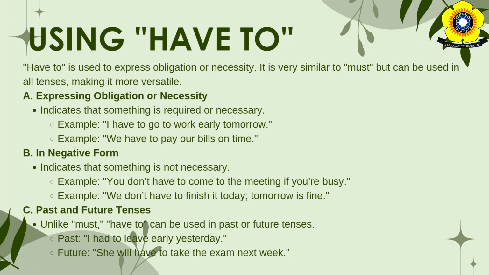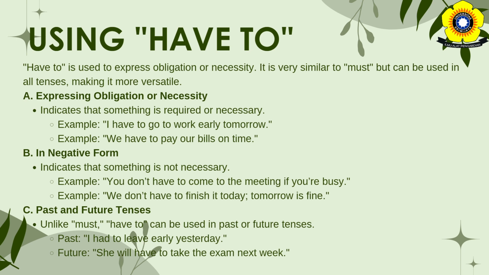Using have to. Have to is used to express obligation or necessity. It is very similar to must, but can be used in all tenses, making it more versatile. First one, expressing obligation or necessity. It indicates that something is required or necessary. Example, I have to go to work early tomorrow.